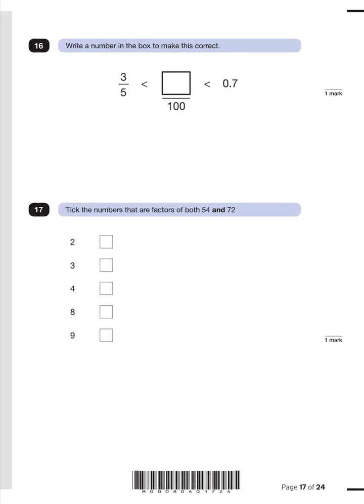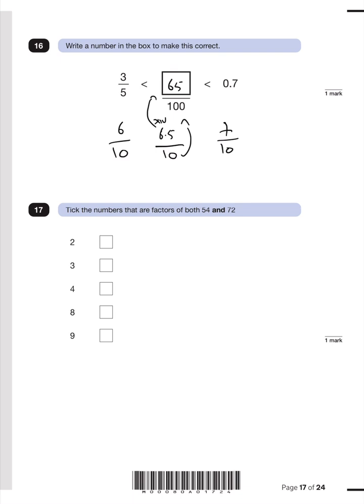Number 16. Write a number in the box to make this correct. 3/5 is less than something over 100, which is less than 0.7. 0.7 is the same as 7/10. 3/5 is the same as 6/10. And something over 100, so if you divide that by 10, we want something around 6.5 over 10. To get from 10 to 100, we need to multiply by 10. So we're going to multiply by 10 here. 6.5 times 10 is 65.